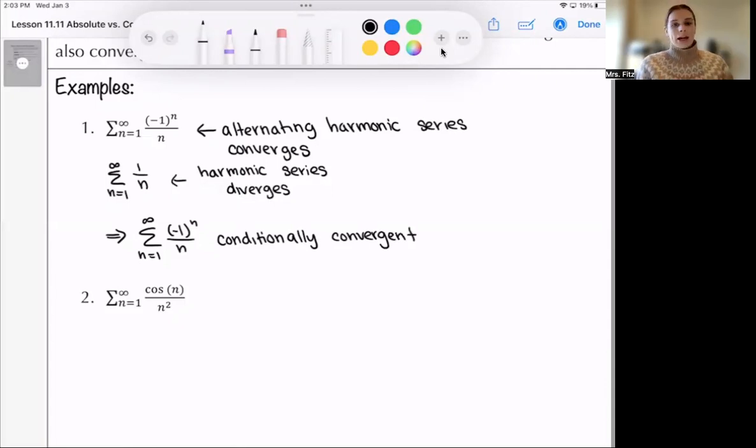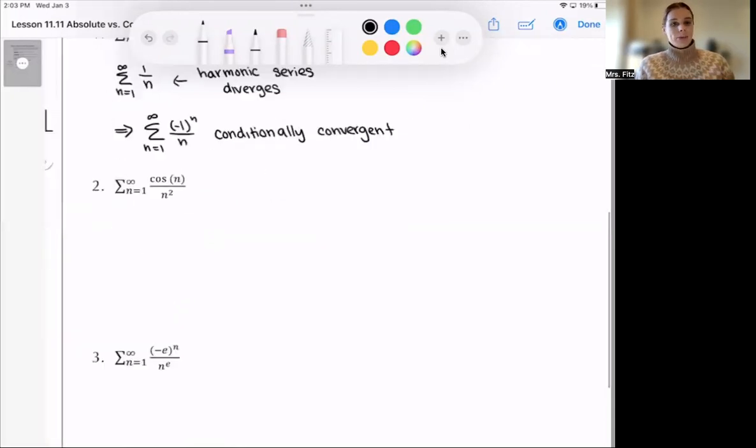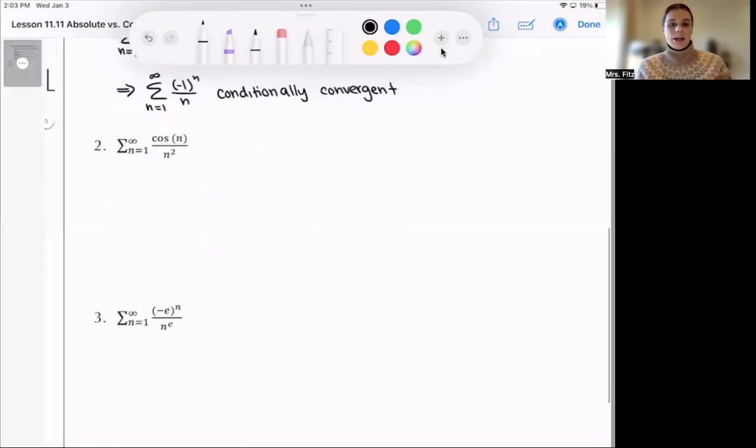Okay, so now's a good time. Go ahead and pause here, do numbers 2 and 3. What you want to do is first show that the original series converges, right? And then you take the absolute value of those terms, and then you can see if it's conditionally or absolutely convergent. Okay, so you can unpause, I'll go through them.